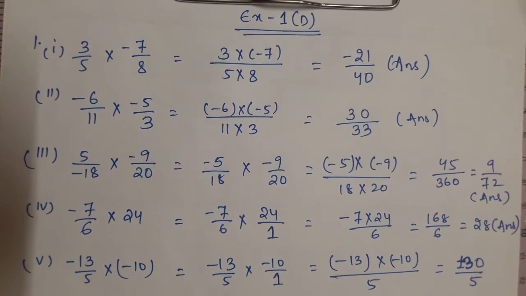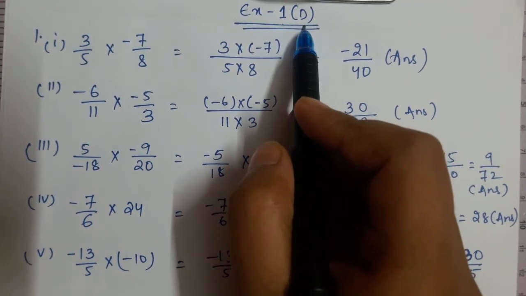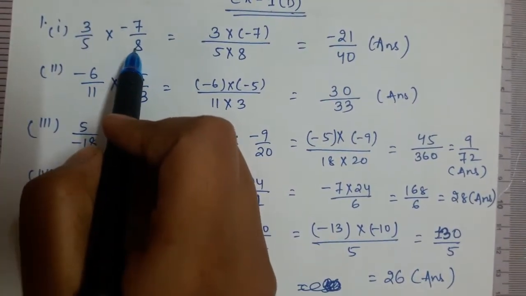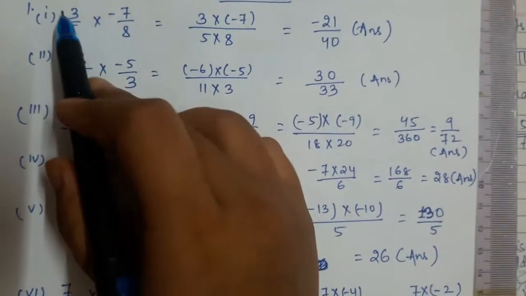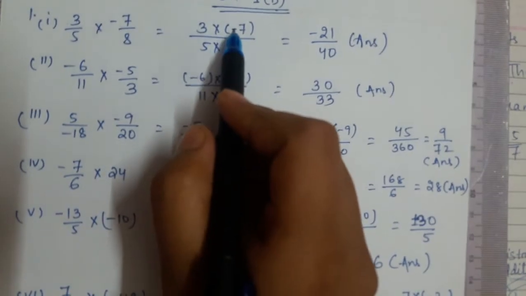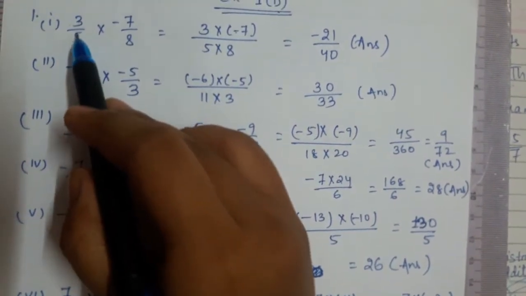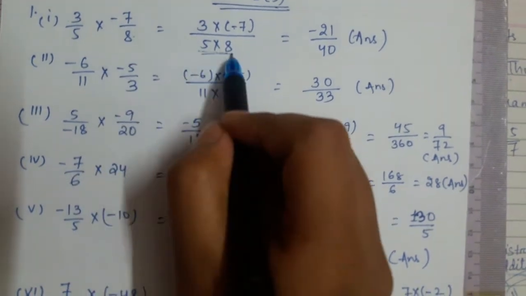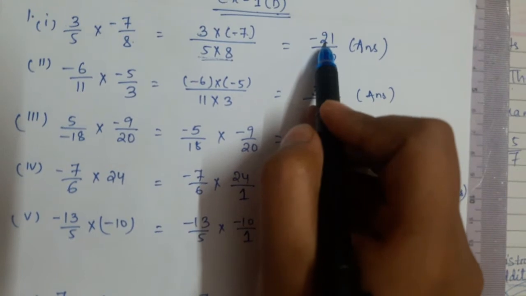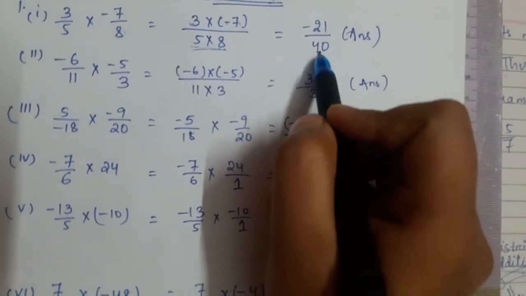Now let us start the exercise 1D of R.S. Agarwal. First question is 3 by 5 into minus 7 by 8. We will multiply first, write the numerators, that is 3 and then minus 7. As this is sign minus, so we will give the bracket. Then we will write the denominator, that is 5 and 8 in this way. Then 3 into minus 7 gives us the result as minus 21, and 5 into 8 as 40.